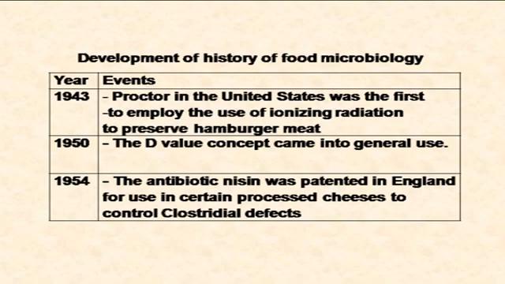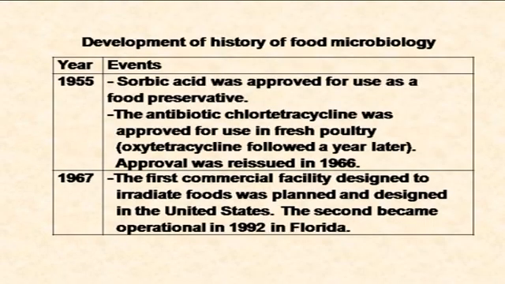In the year 1950, the D-value concept came into general use for the first time. In the year 1954, the antibiotic nisin was patented in England for use in certain processed cheese to control Clostridial defects. In the year 1955, sorbic acid was approved for use as a food preservative. The antibiotic chlortetracycline was approved for use in fresh poultry, and oxytetracycline followed a year later, and this approval was reissued in the year 1966.